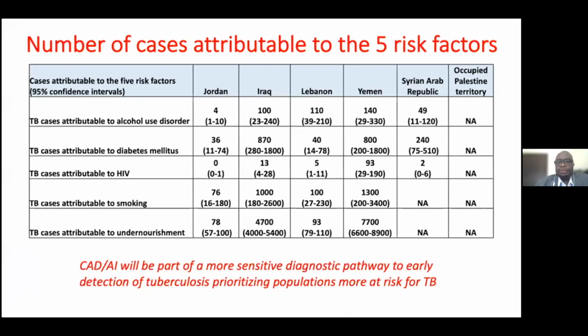There are a number of cases attributable to the 5 risk factors for TB. So CAD for TB, or CAD AI, will be part of a more sensitive diagnostic pathway to early detection of tuberculosis, prioritizing populations more at risk for TB. I think this is self-explanatory, but this helps us zero in on areas where we need to find more cases and therefore deploy resources. So this informs our planning in terms of deployment of diagnostic machines as well as the CAD AI technology. Next slide.